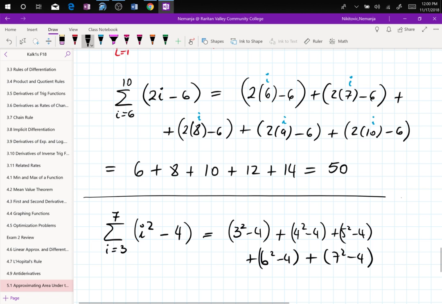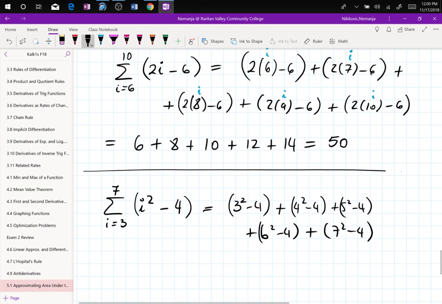So we are plugging in these i values from the bottom. So we have 9 minus 4, that's a 5, plus 16 minus 4 is 12, plus 25 minus 4, 21, plus 36 minus 4, 32, plus 49 minus 4, 45. There we go. And we add these values, so 5 plus 12 plus 21 plus 32 plus 45 is 115, I hope.